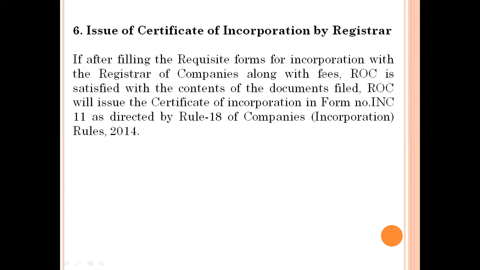So after submission of your documents and payment of the respective fee, if the ROC is satisfied, then they will issue the certificate of incorporation in the form of INC 11, which the rules mention in Rule 18 of the Companies Incorporation Rules 2014. The date on which the company got the certificate of incorporation, we can consider as the date of birth of the company.